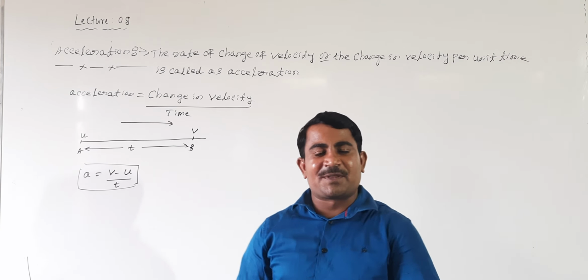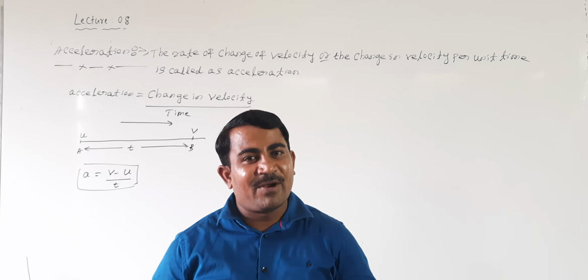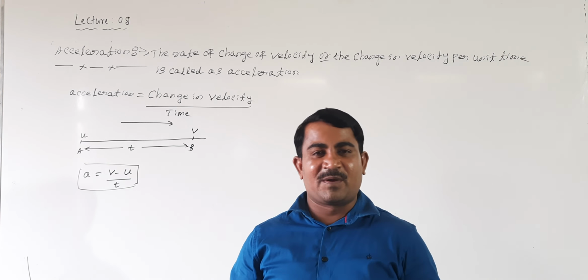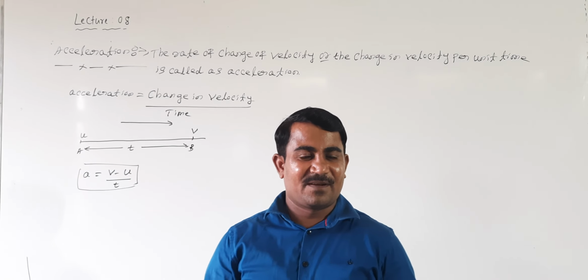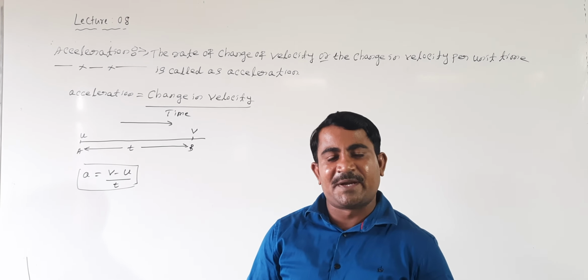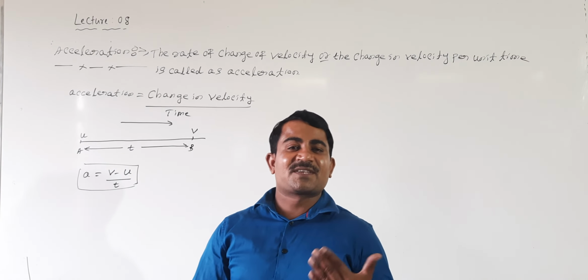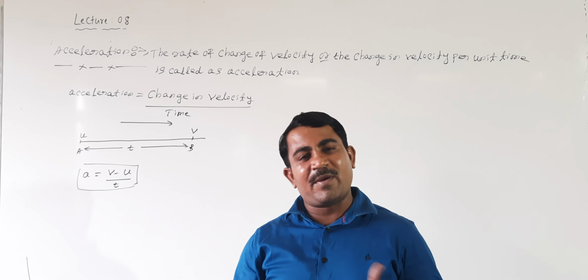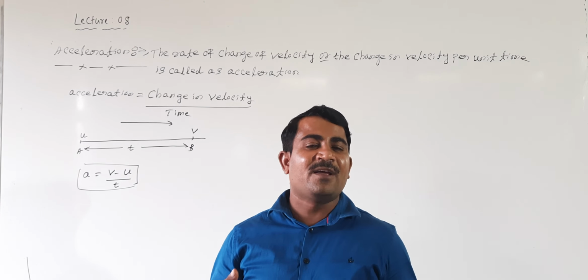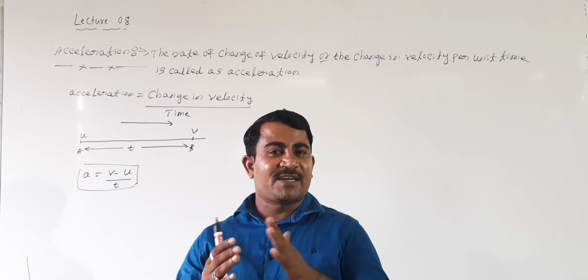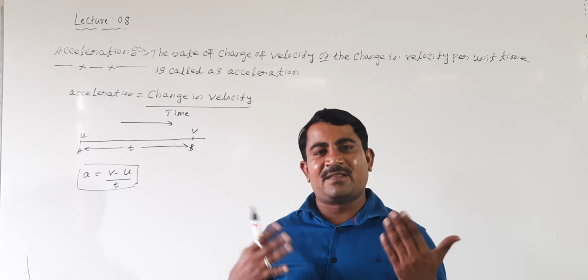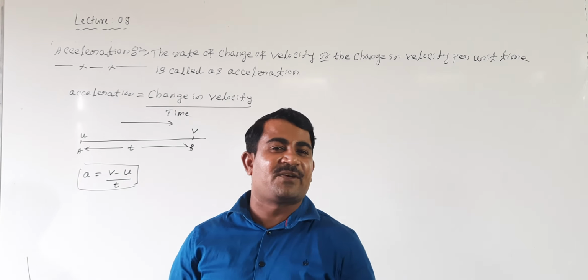Students, already we know that the velocity of the body may be positive, it may be negative, or it may be zero, depending on the displacement. In the same way, acceleration of the body may be positive, it may be negative, or acceleration may be zero. Let us take all three cases: when the acceleration is positive, when acceleration is negative, and zero.